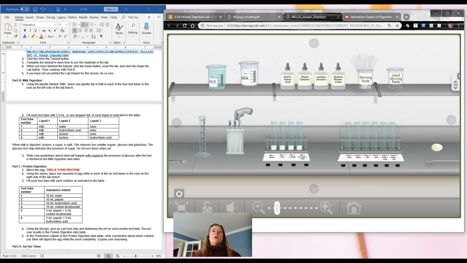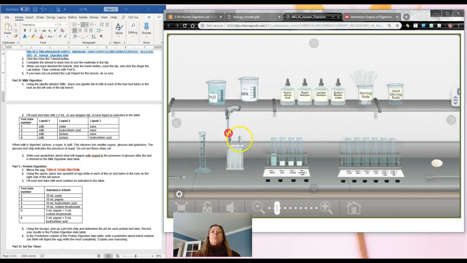So this pipette here says water. So the first one, we're supposed to take water and put it in the one that says milk plus water. Okay, and then we can put that back. And then for number 2, it says hydrochloric acid. So let's put hydrochloric acid in. Put that back. And then the 3rd and 4th ask for lactase. So I'm going to put lactase in the 3rd, and I'm going to put lactase in the 4th. Okay, so that's the second column for liquid 2.